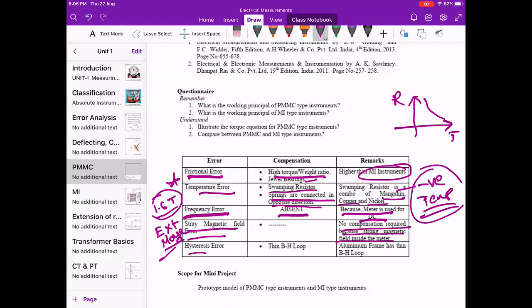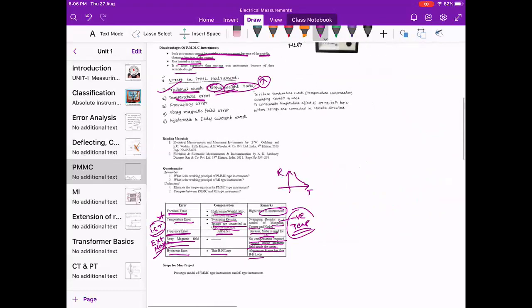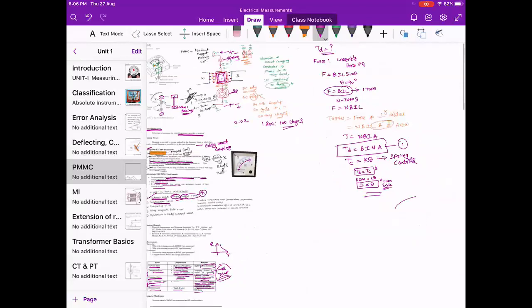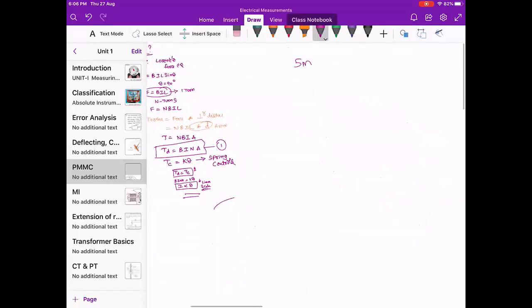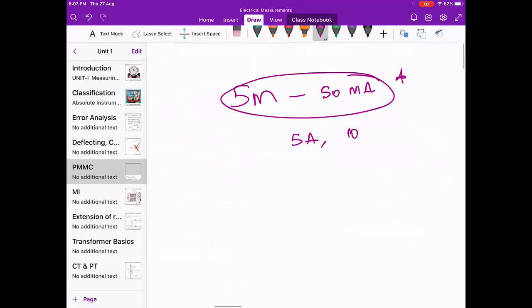Next, hysteresis in the BH loop, aluminum plate, or in the BH loop. These are already completed. We discussed this one. These are the torque equation. And how do you extend? I told you this is used for only 5 milliamperes to 50 milliamperes, right? But our meters are up to 5 amperes or 10 amperes. How do you measure?